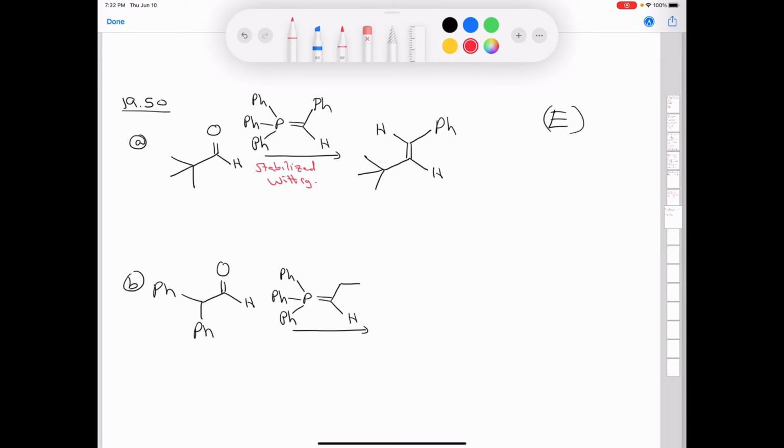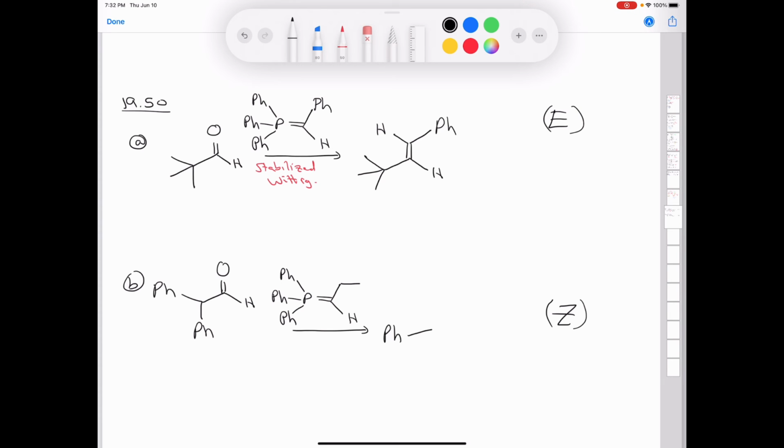In 19.50b, we're dealing with a non-stabilized Wittig because we just have an ethyl group on here. And when we have unstabilized Wittigs, we should end up with the Z product, should be our major product. So again, we're going to start by drawing all this part of the molecule. So let's draw that carefully.